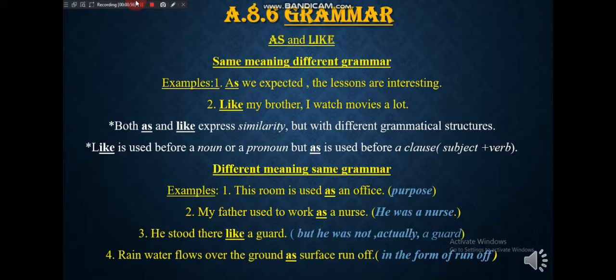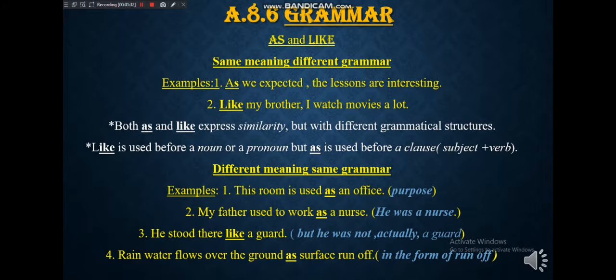As you can see, like is used before a noun: like my brother, like him, like her, like my teacher, just like that. So you use it before a noun. And as is used before a clause, before a subject and verb. Just like as we expected, as I told you, as we've agreed, as they informed us. It's like that.